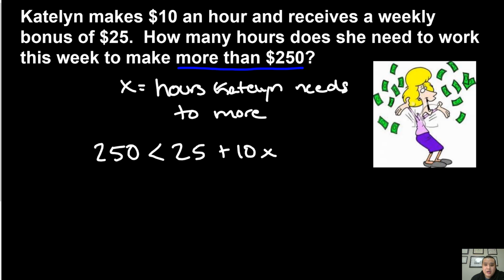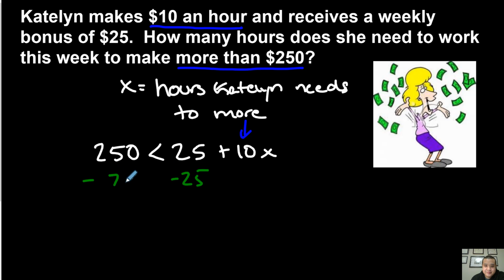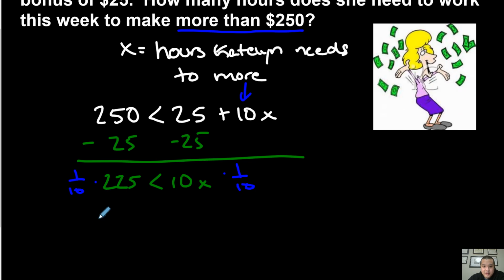So here, the unit rate again is $10 an hour. So that's why this is going to be our coefficient. And we're going to solve by subtracting 25 from both sides. We get 225 is less than 10x. Multiply by 1/10 to both sides, or divide both sides by 10, however you think about it. And what we get is 22.5 is less than x.